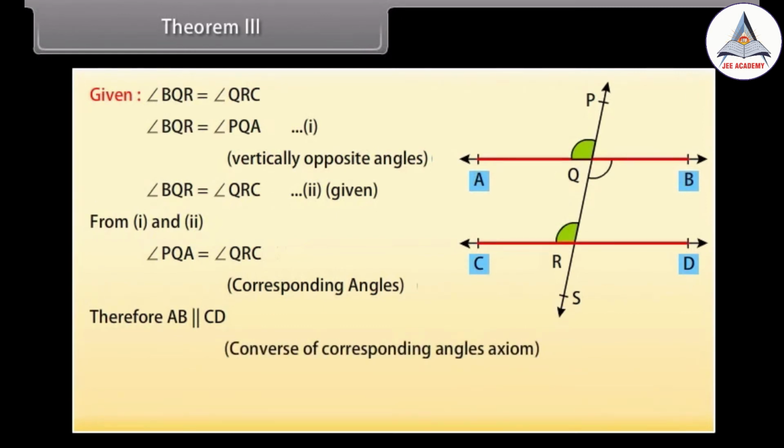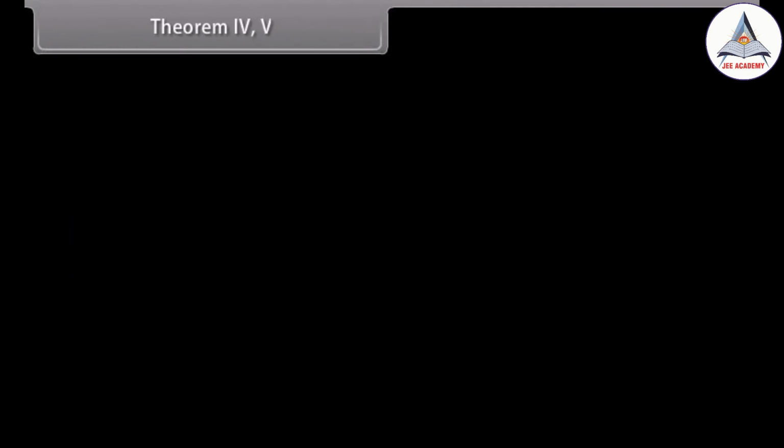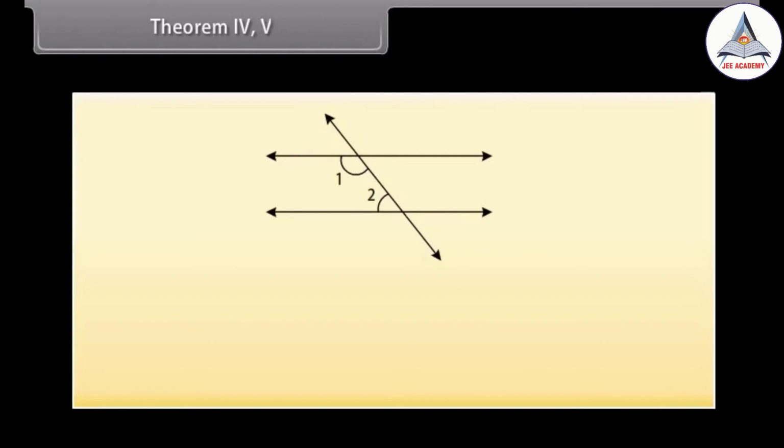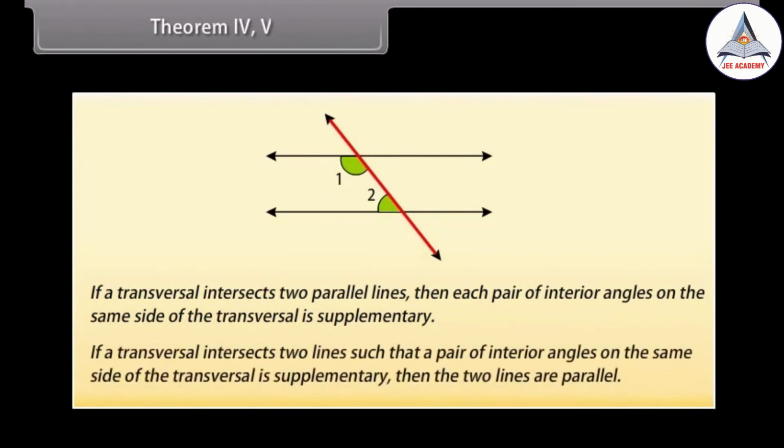This result can be stated as a theorem, which is, if a transversal intersects two lines such that a pair of alternate interior angles is equal, then the two lines are parallel. Theorem IV and V. There are two more theorems related to interior angles on the same side of the transversal. If a transversal intersects two parallel lines, then each pair of interior angles on the same side of the transversal is supplementary. If a transversal intersects two lines such that a pair of interior angles on the same side of the transversal is supplementary, then the two lines are parallel.